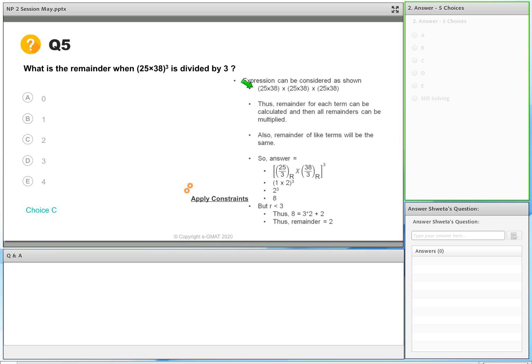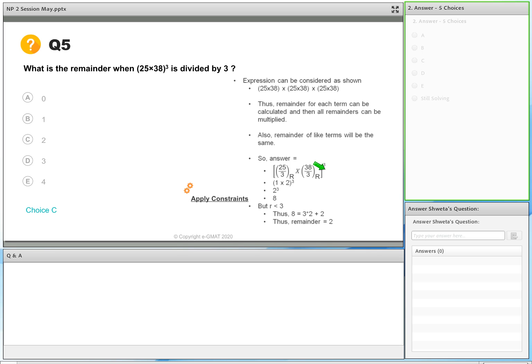It's this expression multiplied with itself 3 times. Now the remainder can be calculated for one of them, and then just the remainder can be multiplied with itself 3 times. So what you're really doing is you can consider the power to be outside the remainder. Also, the remainder for each of them is going to be identical, obviously, because nothing is different. So what I'm doing here is I am going to break the 25 and the 38 into two separate remainder calculations. Look what is written here. It's 25 divided by 3 remainder. That means the remainder when you divide 25 by 3 multiplied by the remainder when you divide 38 by 3, and then you take the third power.